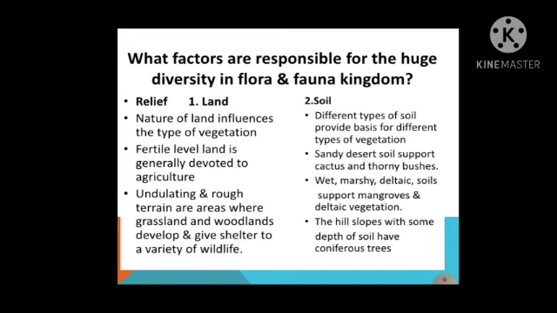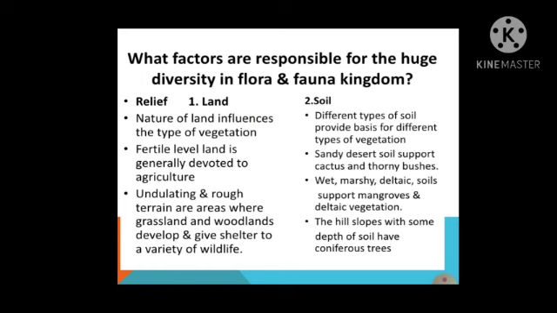Factors responsible for the huge diversity in flora and fauna are, first, relief features such as land. The nature of land influences the type of vegetation. Fertile level land is generally devoted to agriculture. Undulating and rough terrain are areas where grassland and woodlands develop and give shelter to a variety of wildlife.